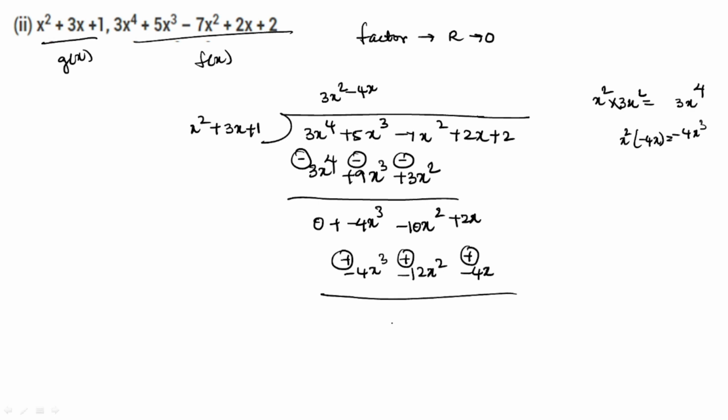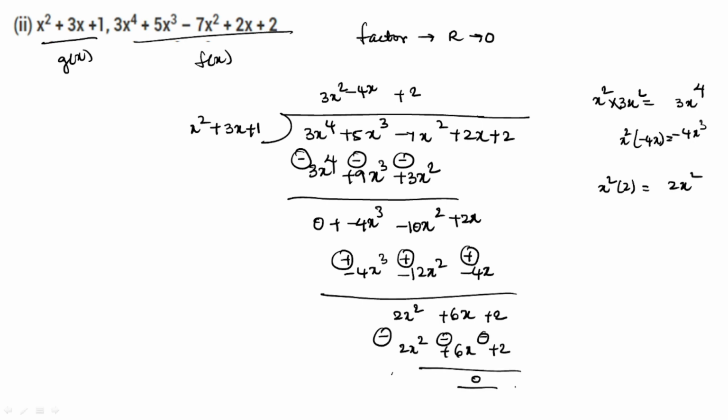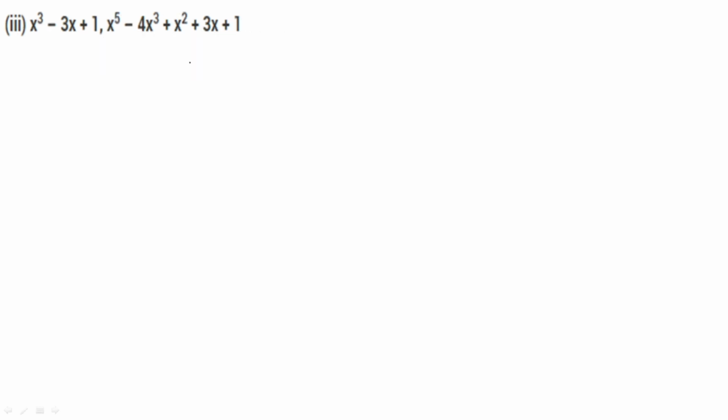So signs alter. We will be left with 2x square plus 6x, the last term plus 2, and it is 2x square and it is x square. So you will have to multiply it with 2. So add 2. It becomes 2x square plus 6x plus 2. Signs alter. You will be left with 0. So as remainder is 0, the g of x is a factor of f of x.